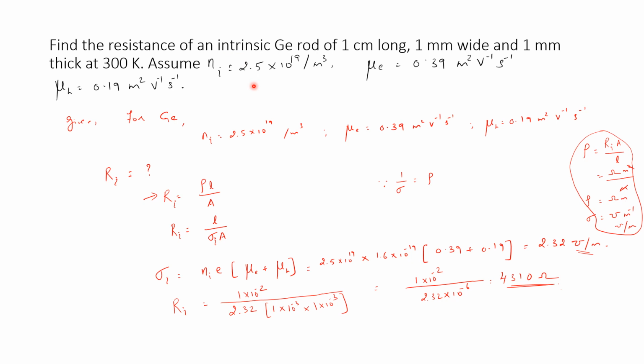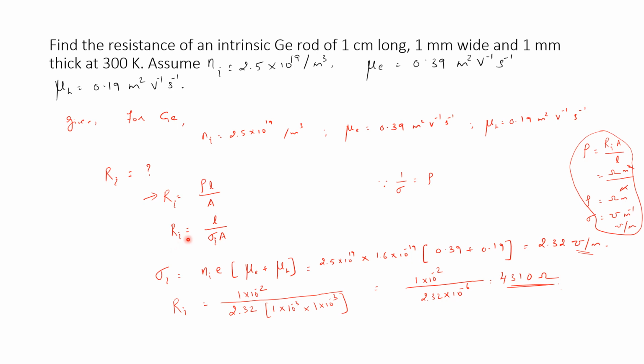So what is given in the problem is, first of all, the material is germanium and the intrinsic carrier concentration is given as Ni is equal to so much. Then mobility of electrons and holes are given as mu E is equal to so much and mu H is equal to so much. So what is asked in the problem is resistance, which means capital R. It is intrinsic, so Ri. So Ri is asked. So we know the basic formula for R is equal to rho L by A. So Ri is equal to rho L by A.